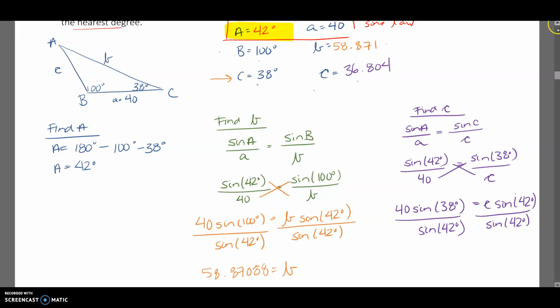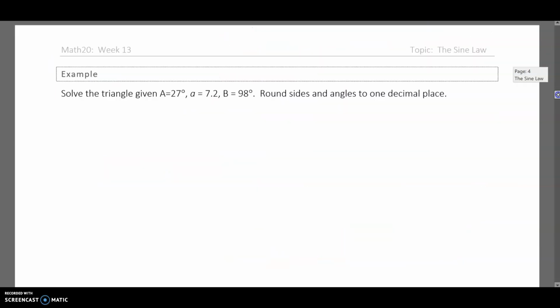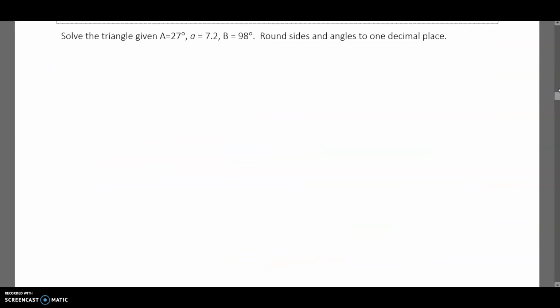So now we've solved the triangle, we know all of our unknown values. We can check and make sure our angles add to 180 degrees. I can also see my longest side is across from my largest angle, my smallest side across from my smallest angle, and I've rounded as stated in the question. So this is an example of how to use the sine law to solve triangles. We'll look at another example together as well on the next page.